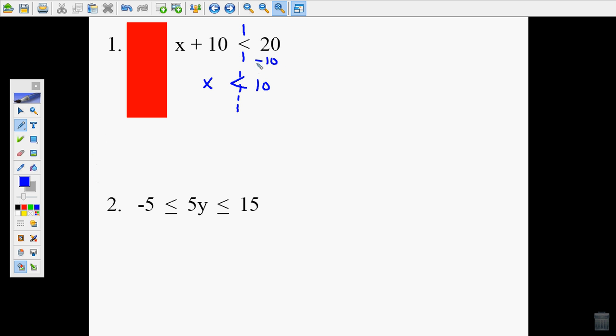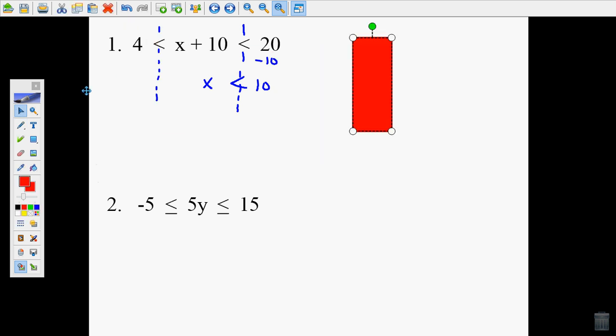Now, what we just did over here to solve this inequality, that's what we want to do over here on this side as well. So we want to subtract 10 from the 4 as well. 4 minus 10 is negative 6. And again, that inequality sign comes right straight down. And so our answer here would be negative 6 less than x less than 10. And so we kept our x in the middle, and whatever we did on one edge, we did on the other edge. Okay, we worked on both edges.